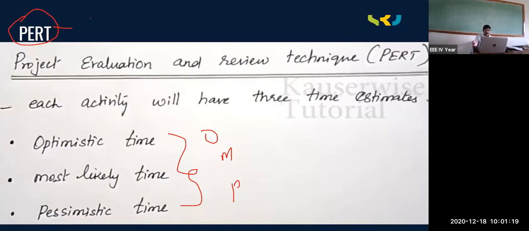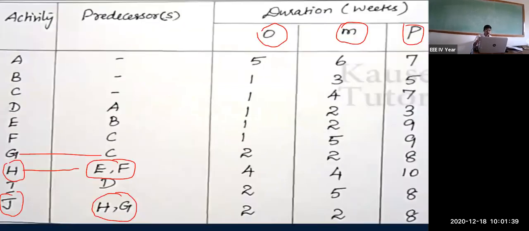In the previous class, we also studied that PERT uses three time estimations. We call them optimistic time O, pessimistic time P, and most likely time M. Based on the three estimates, we need to evaluate and review the project. This is the diagram I have drawn on the board, and we will check whether everything is fine or not.